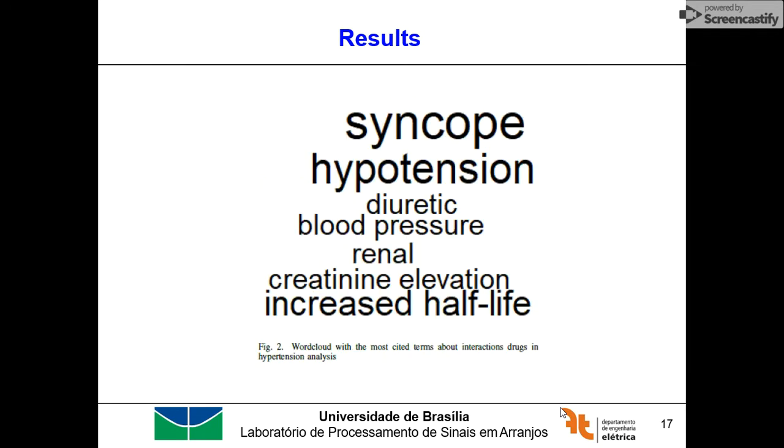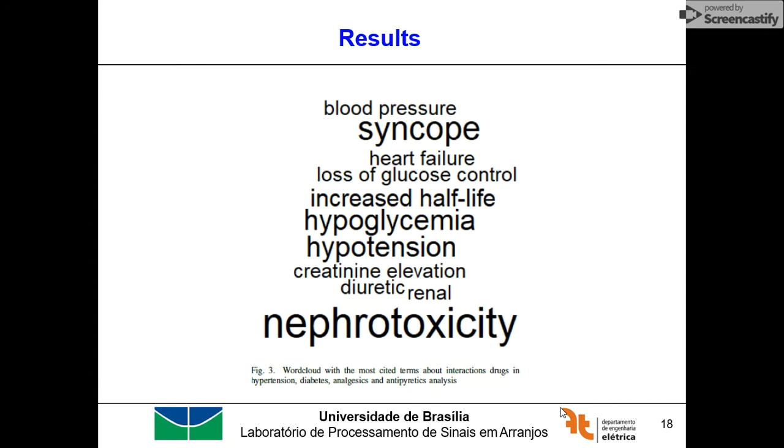Because we work with text datasets, we opted to explore a word cloud to express how the drug effect behaves if there were associations between two drugs for hypertension. The most commonly found words in the testimony are syncope, hypotension, increased half-life, blood pressure, creatinine elevation, and renal.